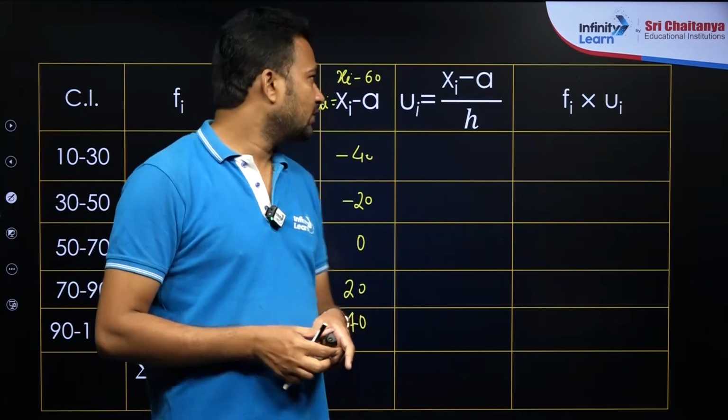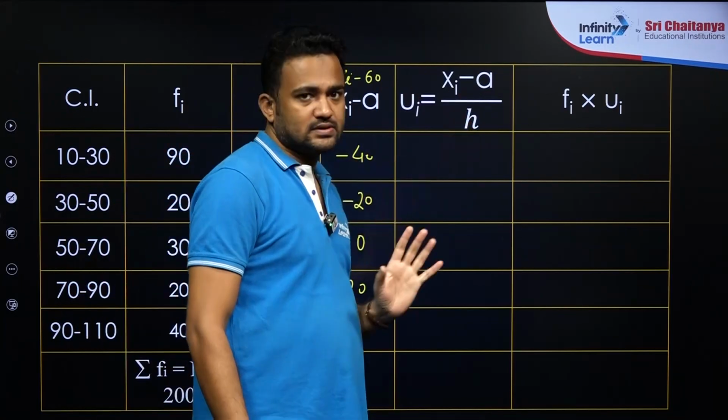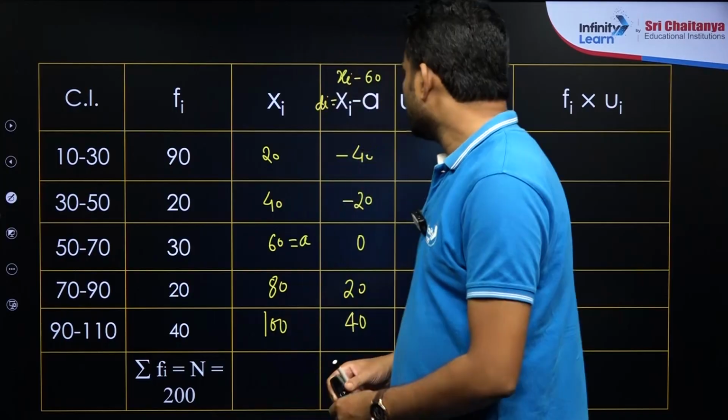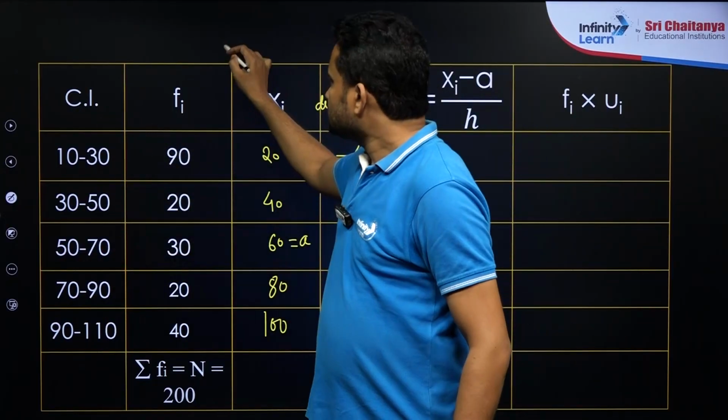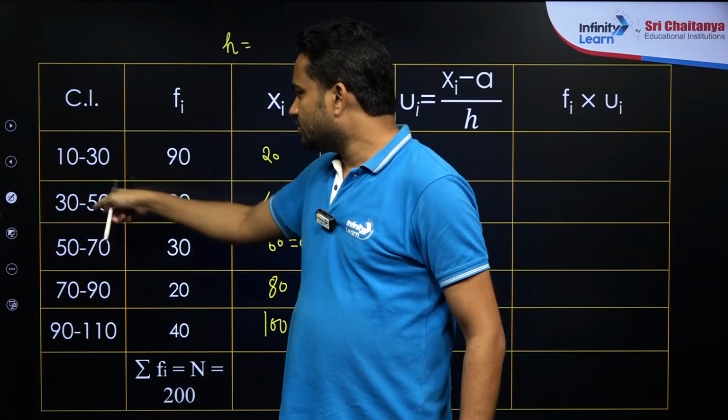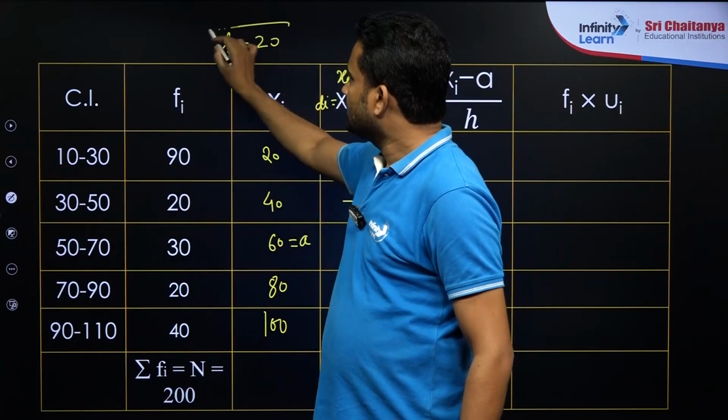And what is the formula to find the step? xi minus a by h, right? So we have already calculated xi minus a. Now we have to divide by h. What is h? h is the class size. So here the class size is 30 minus 10, 20, and that is same.